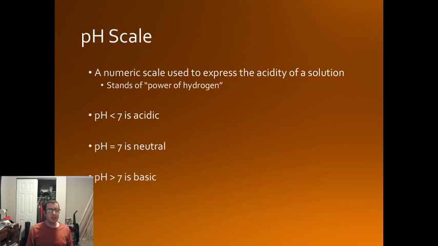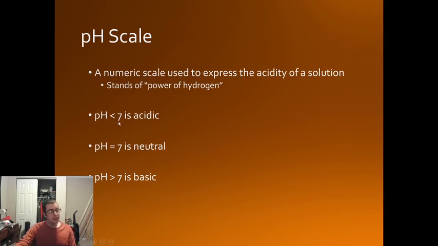All right, then we've got the pH scale. So the pH scale is a numeric scale used to express the acidity of a solution, where pH stands for power of hydrogen. So it's basically telling you how acidic something is. It goes from 0 to 14, where 0 is the absolute most acidic, and 14 is the least acidic, or consequently the most basic, since those are opposites.